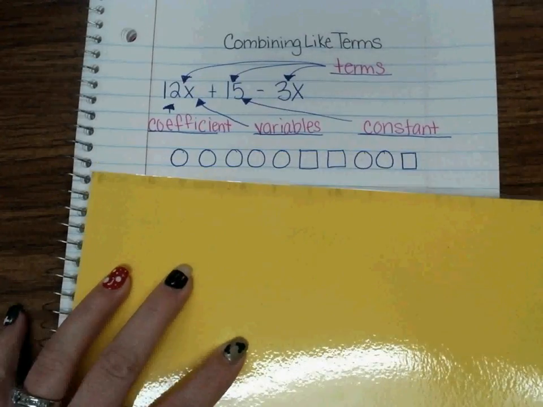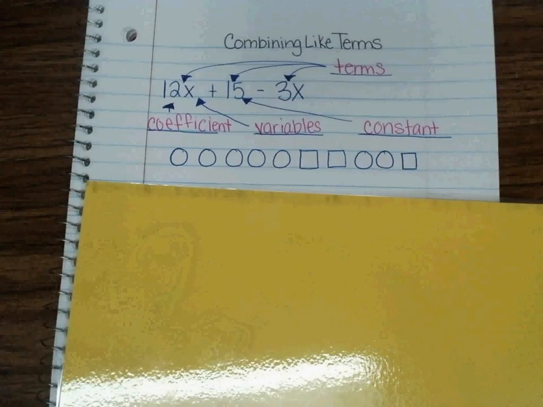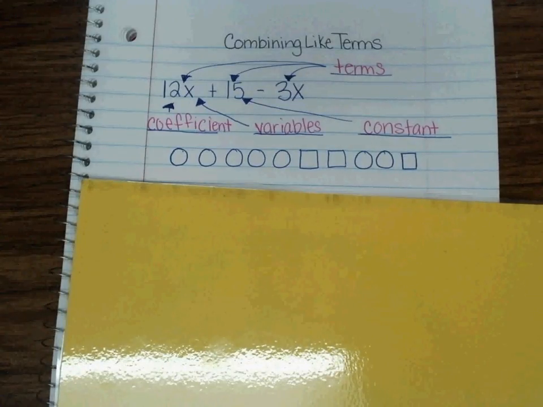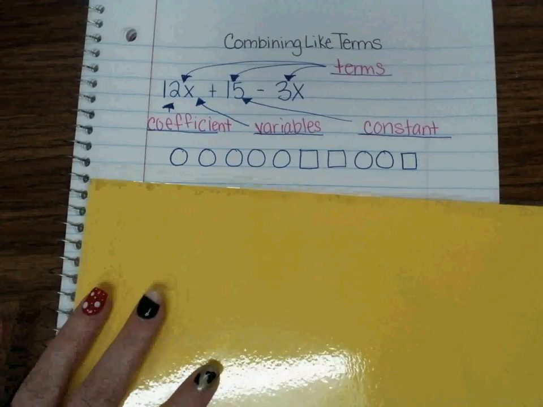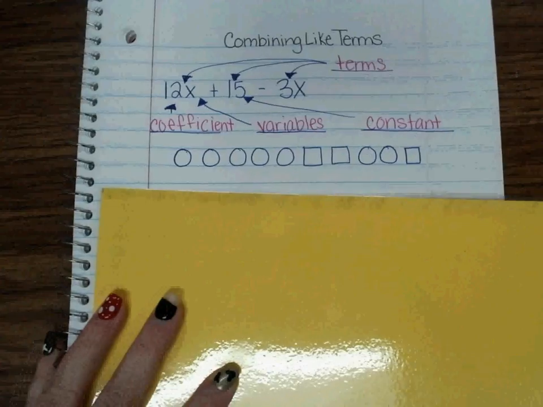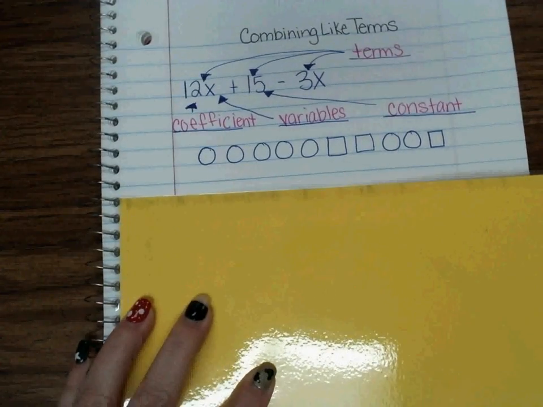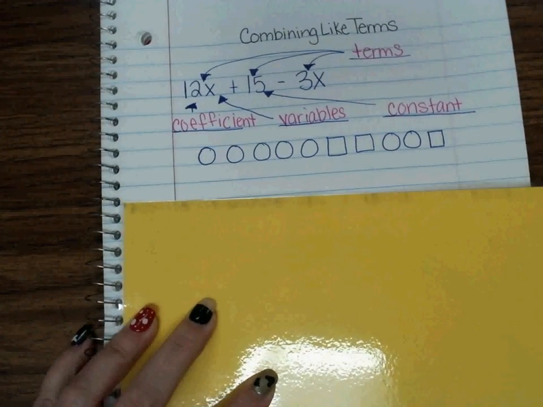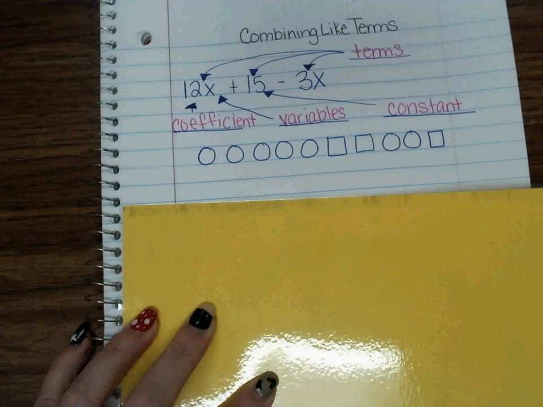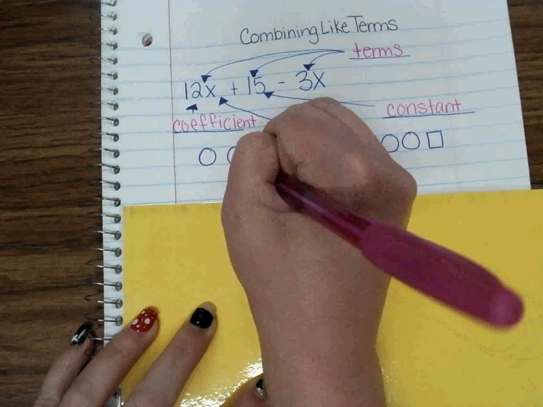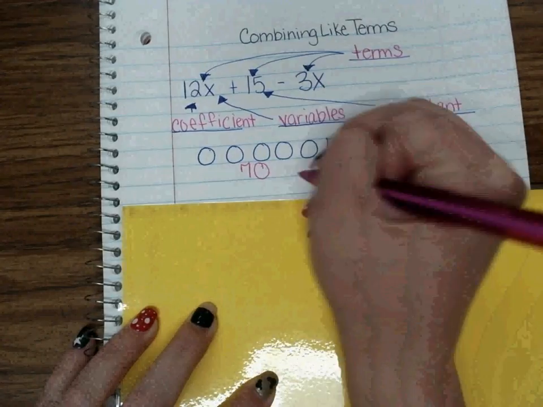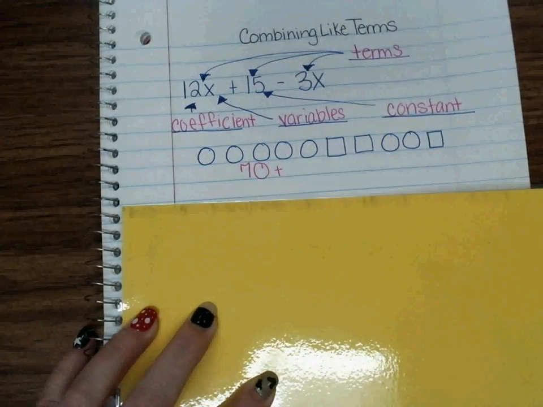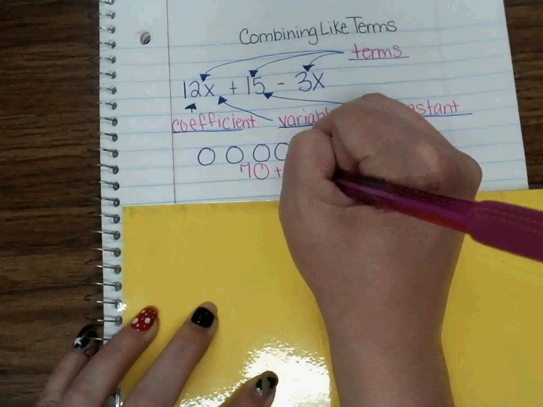Okay, so here I have an example. I have 10 shapes. And if I wanted to combine my like terms, that means I need to combine my like shapes. So I'd look here, and I'd see I have some circles and I have some squares. And if we could count, how many circles do I have there? You have 7 circles. Okay, so I could rewrite this. Instead of writing 7 circles, I could write 7 circles plus, and how many squares do I have? You have 3 squares.